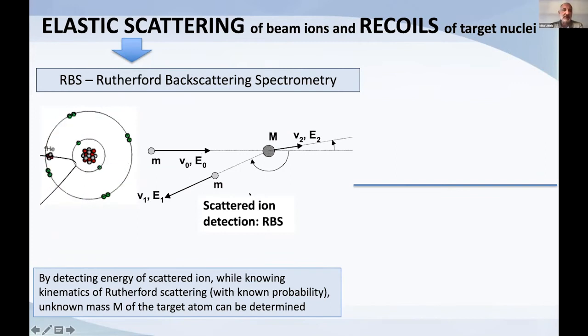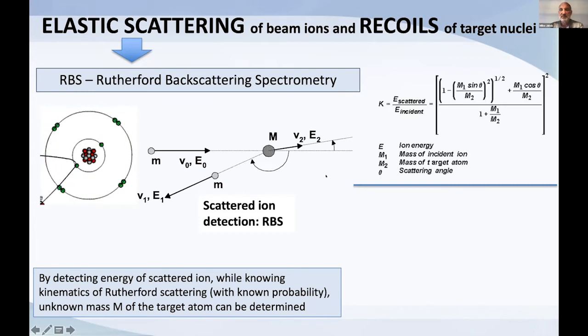So in this basic kinematics of the scattering, where there is no energy released, there is just conservation of energy. If you know everything about your incoming particle, so mass and energy, you can determine, by detection at a particular angle, the mass of the unknown nuclei. And this is done by a simple kinematics formula, and that is quite easy to perform.